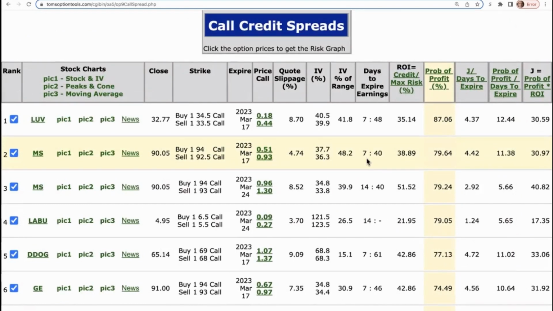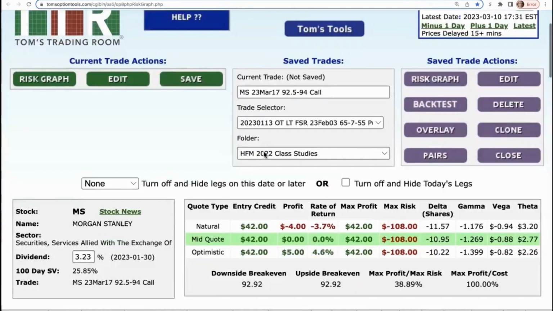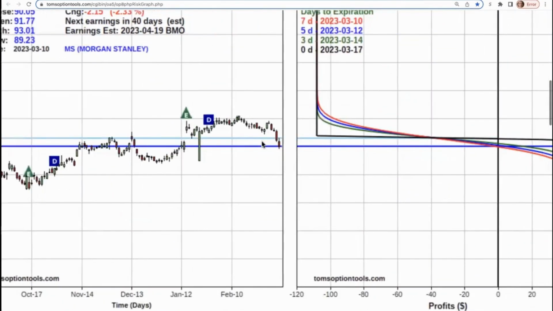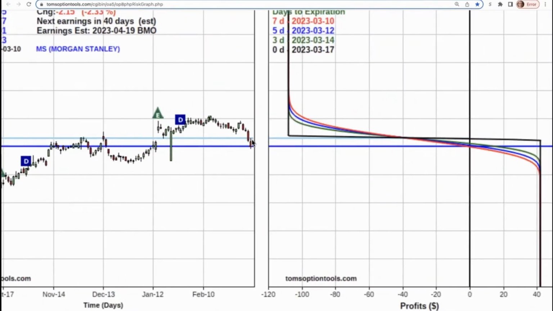This could have been done on Friday afternoon. This 7-day credit spread with a probability of profit of 79.64 to make a maximum of 38.89. So let's grab it. I want to go ahead and click the legs here and illustrate this whole probability thing. If you look at the risk graph, there's the break even right there, which is pretty much the high of Friday's day.